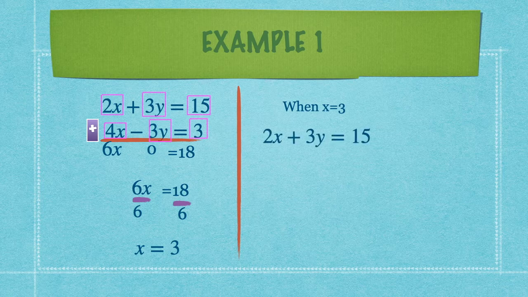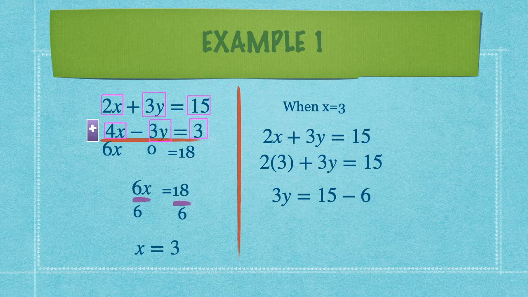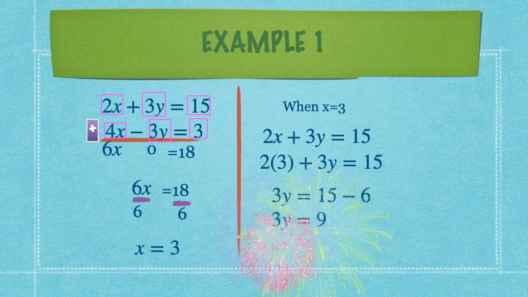Now this 3, we're going to substitute into equation 1, the 2x plus 3y equal 15, and replace x with 3, so we have 2 times 3, 6. We carry over the 6 over the equal sign, so we have negative 6. So 15 minus 6, that's 9.